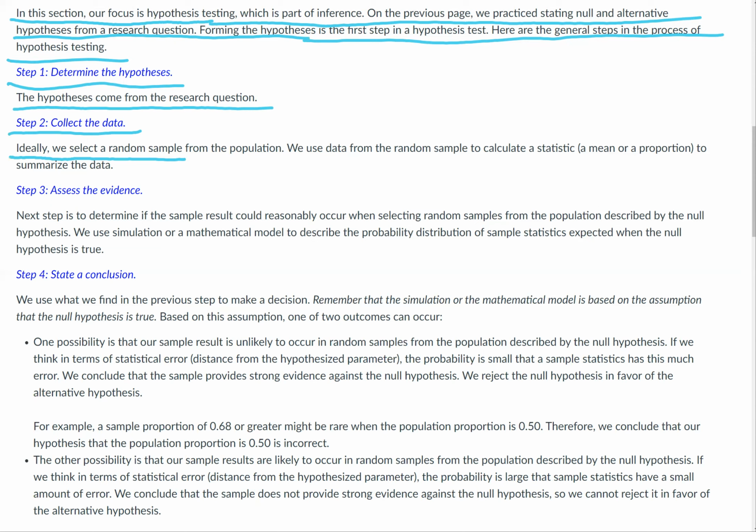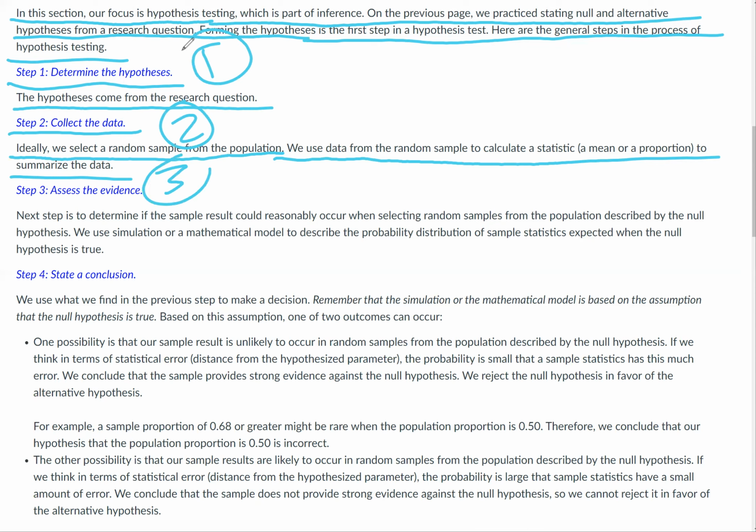Ideally, we select a random sample from a population, just like we've always talked about. We use data from the random sample to calculate a statistic, either a mean or a proportion, depending on the information given, to summarize the data. Okay, so you know the first and second steps. How about the third step?